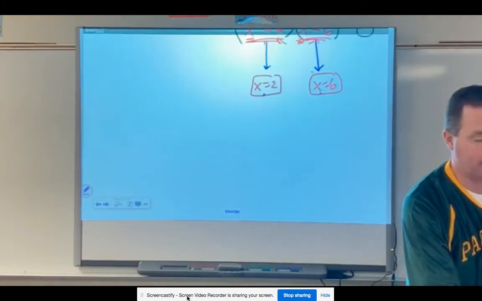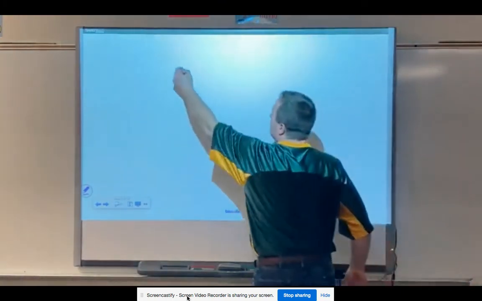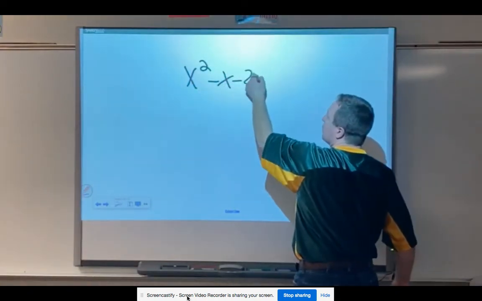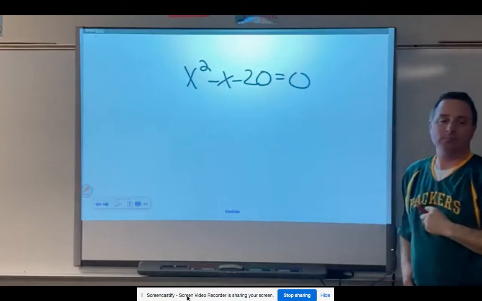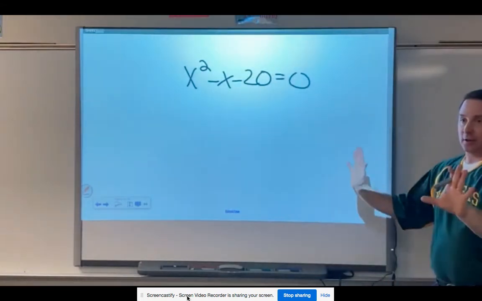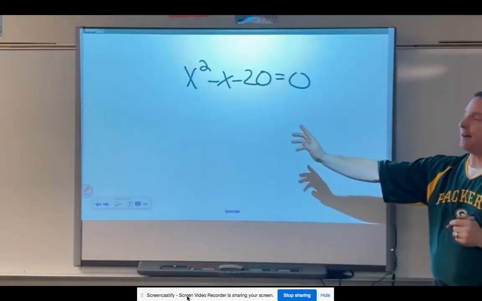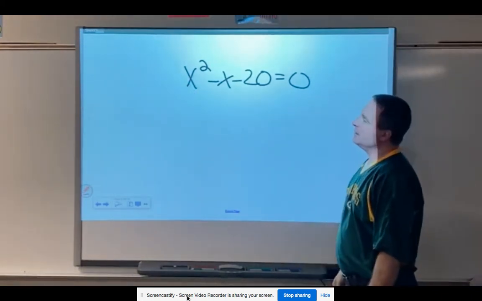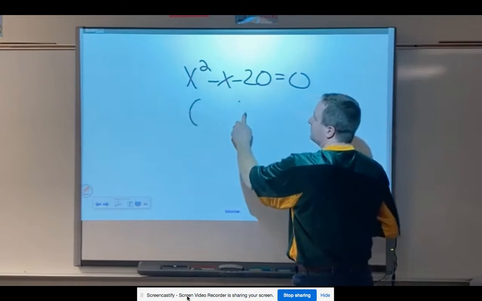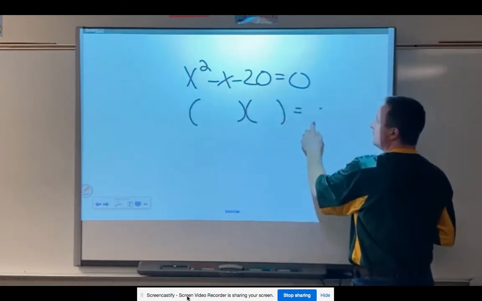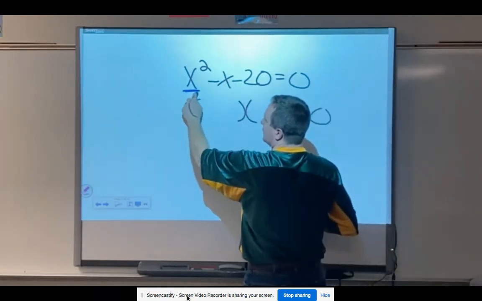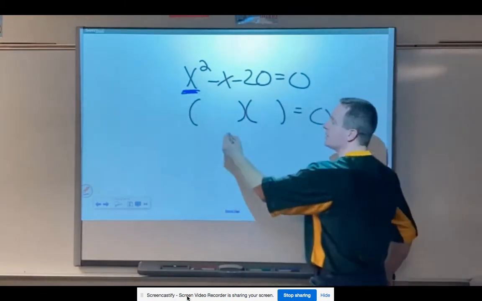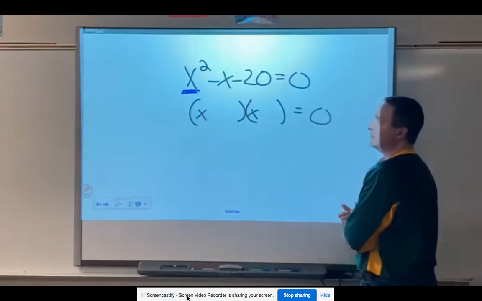How about this one? What if I had x squared minus x minus 20 equals 0? Okay, again, things are arranged okay. Everything's on the left. The leading coefficient is positive. We like that. Okay, and I'm going to try and factor it. So again, my eyeballs go right to the first term first. Well, what times what gives me x squared? My only choices are x and x.